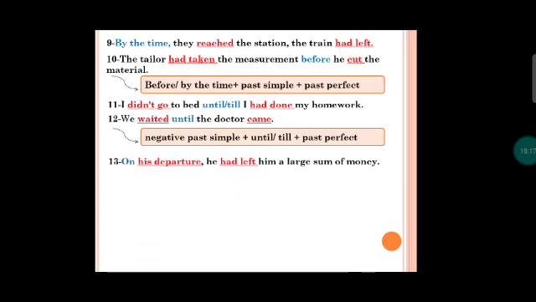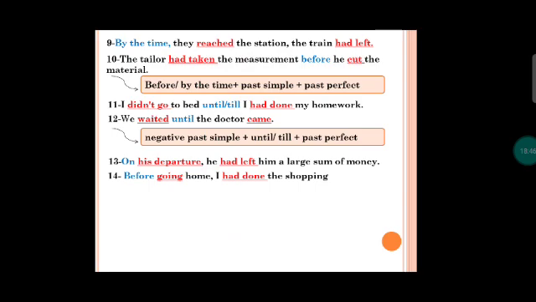On his departure, he had left him a large sum of money. On his departure is the second action. It means before he departed, he had left him a large sum of money.